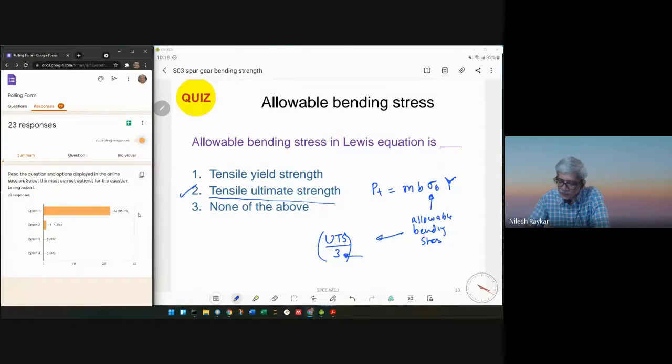Actually it is not. So the allowable bending stress in the equation is not the tensile ultimate strength. It is dependent on the tensile ultimate strength.